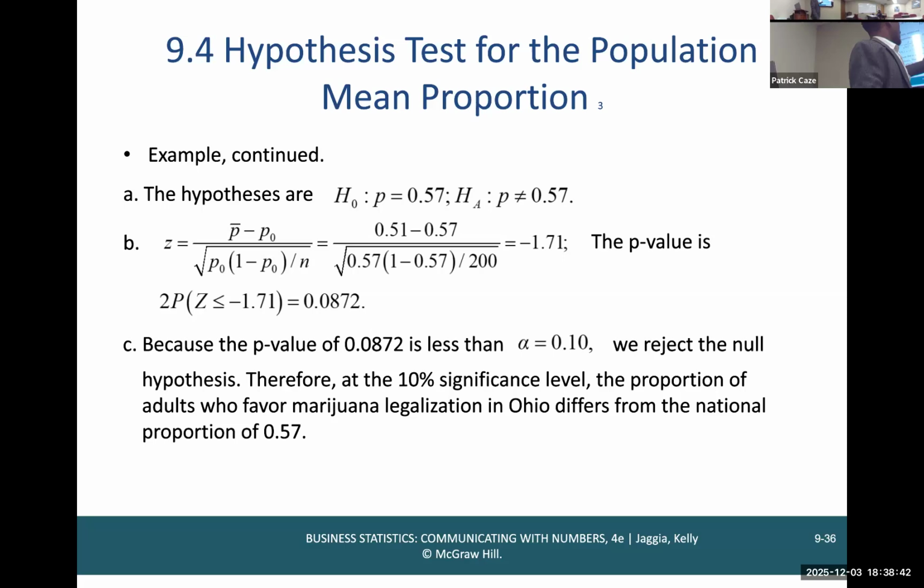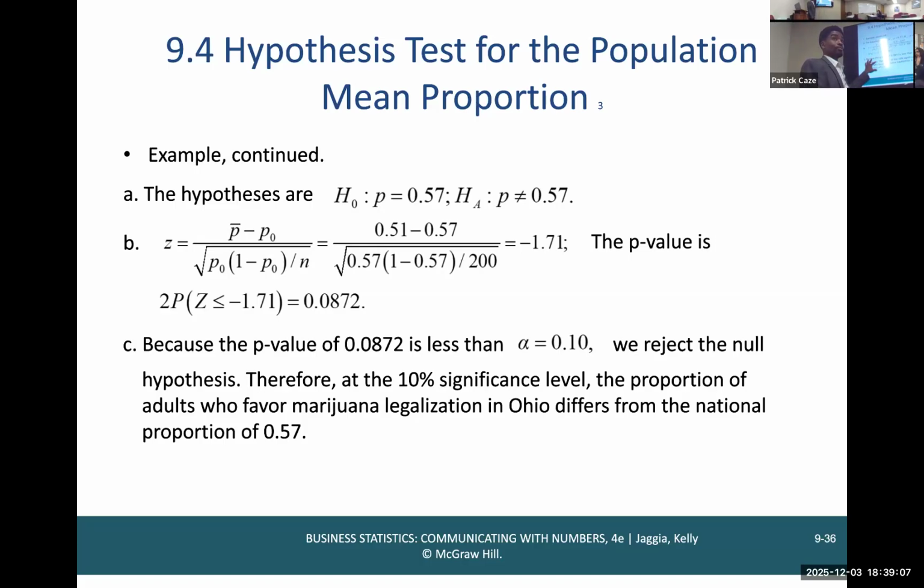And because this is less than the 0.10 alpha that we chose, we reject the null. We can say that at that significance level, the proportion of adults in favor of legalization differs from the national proportion of 0.57. So we don't know what it is, but we know that's not it, based on our testing.